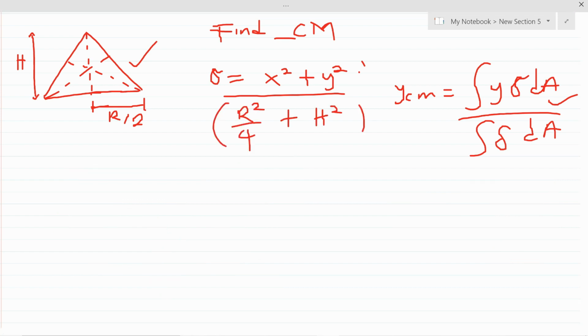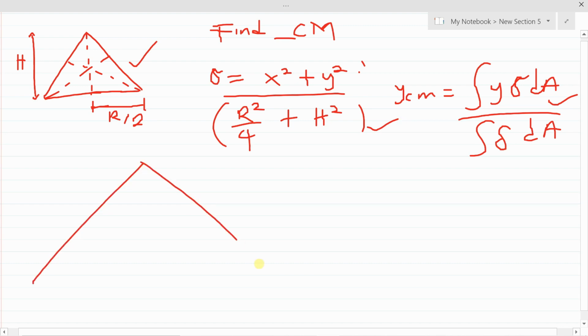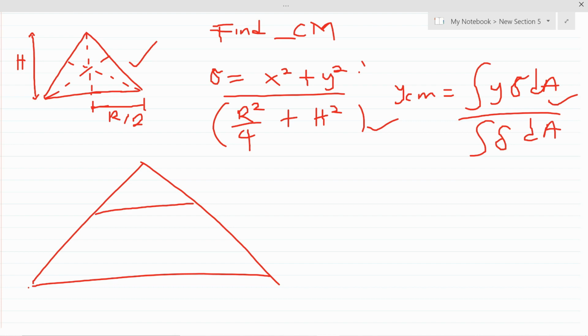So now, knowing our density to be r squared over 4 plus h squared like this, let's try to find our dA. Now if I pick the triangle lamina like that, and now if I try to calibrate it like this, into some small portion of rectangle, I hope you can see that this is a small portion of rectangle.